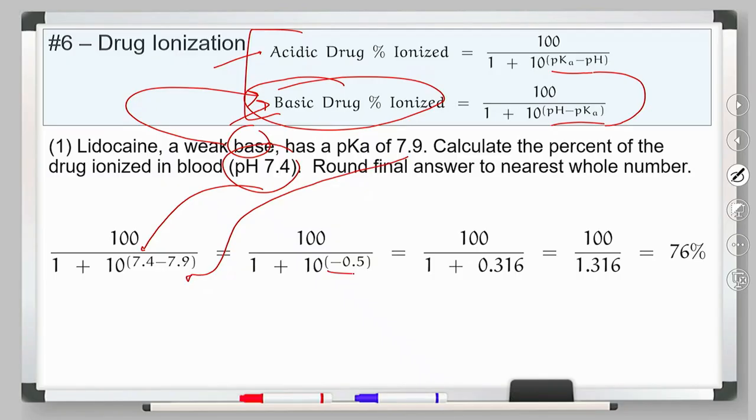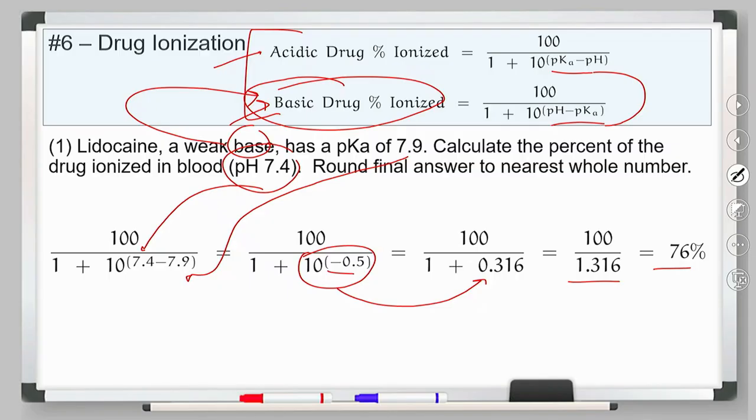Let's just start by subtracting those, and I got negative 0.5. So this is really 10 raised to the negative 0.5. I would still say this is the biggest challenge for you guys on your calculators, to be able to correctly compute that and basically say, okay, that's equal to 0.316. So the denominator is actually 1 plus that, so 1.316 in the denominator, 100 in the numerator. Divide that out, and you get 76, and that represents 76%.